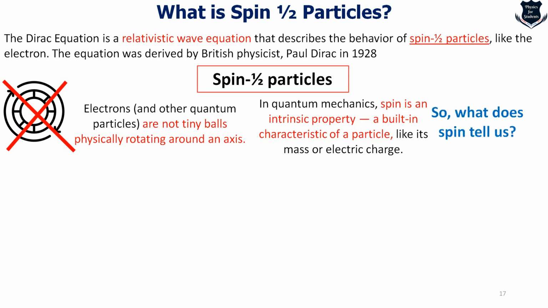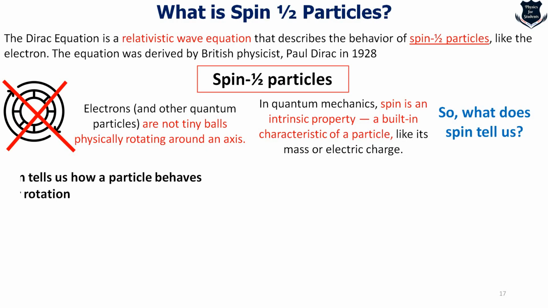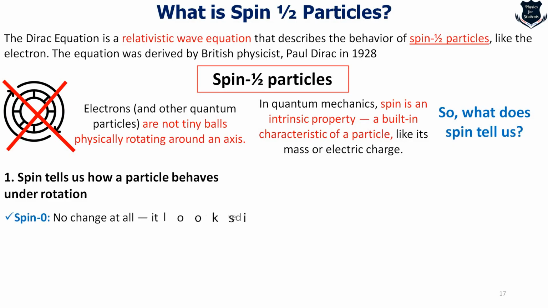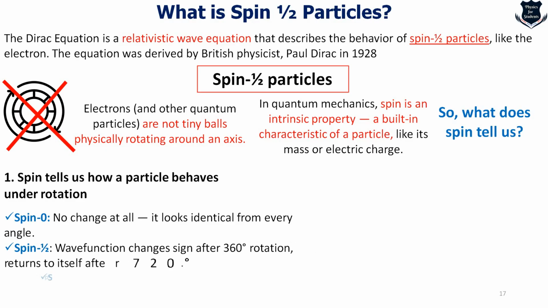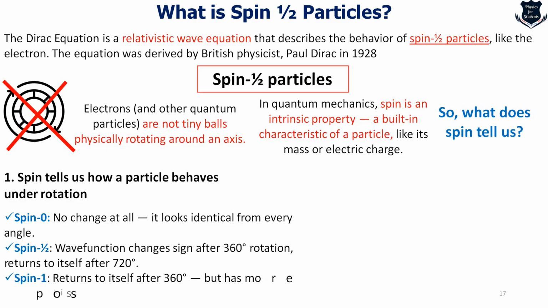Now, you might have a question, then what does spin tell about? Because if it is inbuilt, then definitely it has got certain things. Yes, it has got some very important phenomena in terms of understanding our standard model. First of all, spin tells how a particle behaves under rotation. That means if it is spin 0, no change at all, it looks identical from every angle. Spin half, we will come to that. Wave function changes sign after 360 degrees rotation. Spin 1 returns after 360 degrees but has more possible orientations. So how the particle behaves is being guided by spin.